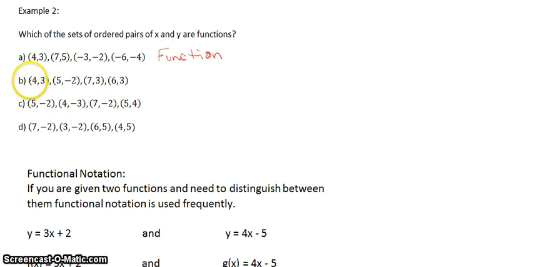Then on B, we have 4, 3, 5, -2, 7, 3, and 6, 3. So we see that the y's are repeated, but that's okay. Each x only gives us one answer, so from what they've given us, that would also be a function. Alright. Then on C, we have 5, -2, 4, -3, 7, -2, and then a 5, 4. Now because I have the same x giving me 2 different answers, that would not be a function.